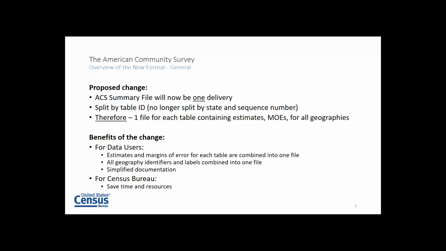So there are a lot of benefits to the proposed changes here. First of all, for data users, we see this as limiting confusing sequences and logical record numbers. Users will no longer need to search through multiple files for geography labels, since they will already be together. And then it'll also reduce the summary file complexity, which then makes documentation much easier to understand. For the Census Bureau, this will help save time and resources. So Census Bureau staff will be able to provide the ACS summary file in an easier to use format.